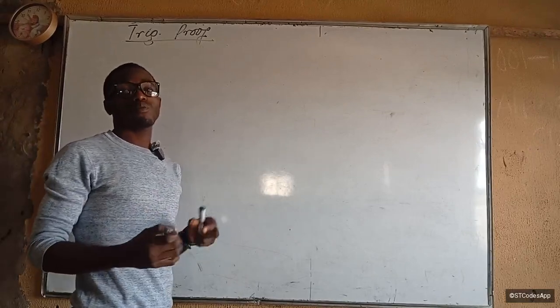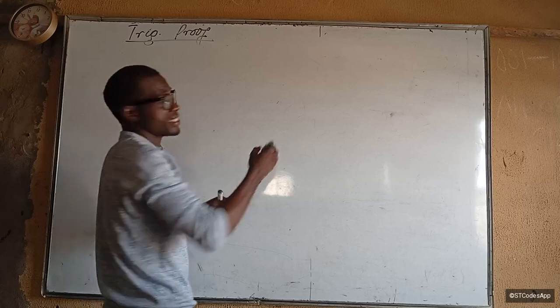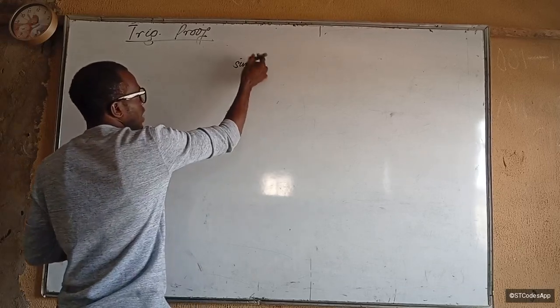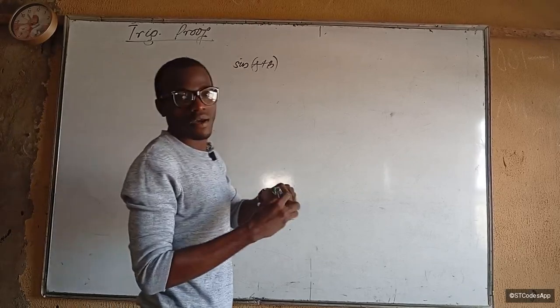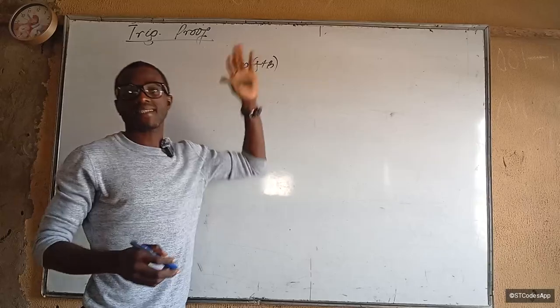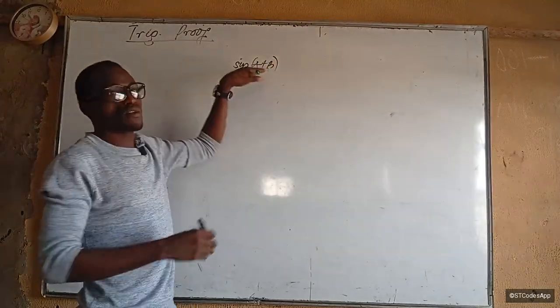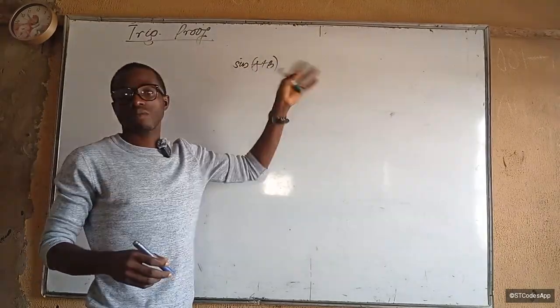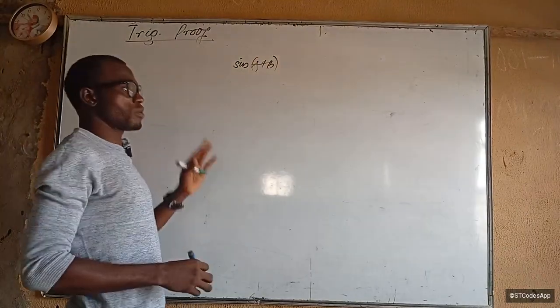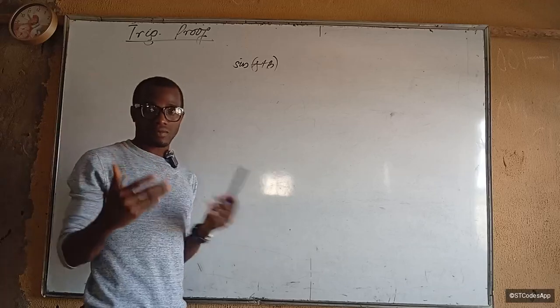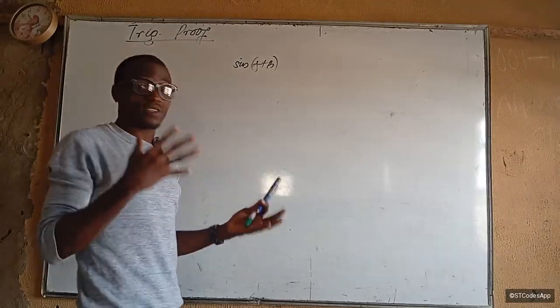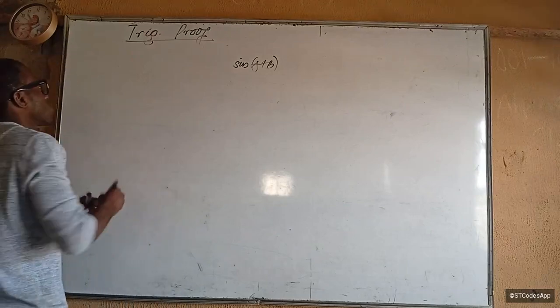In this video, I'm going to be proving the following identities to you: that the sine of A plus B is equal to sine A cos B plus cos A sin B, and that cosine of A plus B is cos A cos B minus sine A sin B. I'm going to be proving that in two ways. So I'm going to use the method of proving that I like the most.